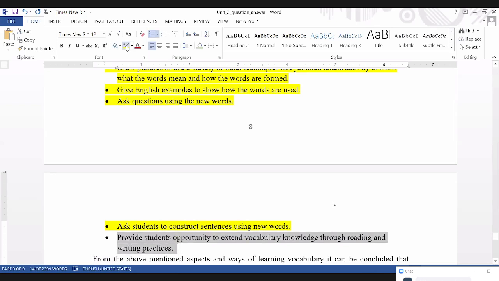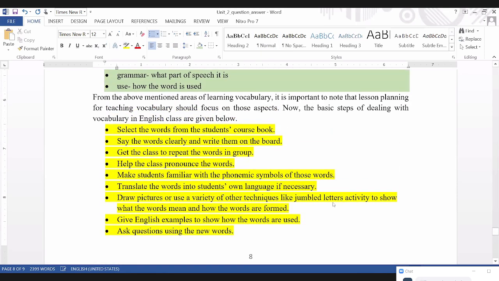And provide students opportunity to extend vocabulary knowledge through reading and writing practices. Oral and written practice. Oral means listening and speaking, and written means reading and writing. These are the basic steps we can follow while dealing with vocabulary in the English class. What are the basic steps of teaching vocabulary in the English class? This kind of steps you can write.